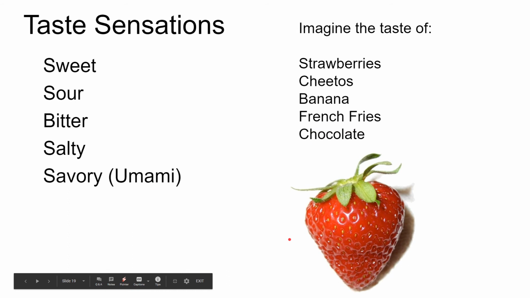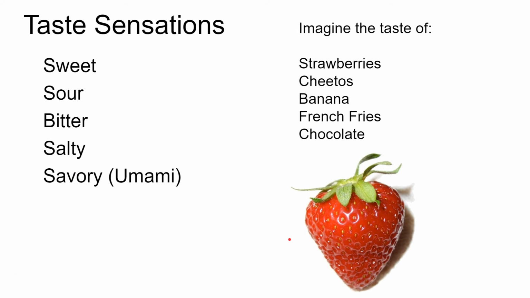So what are some different tastes? Sweet, we obviously know what sweet is, sour, bitter, salty, and then savory or umami. So think of some of these tastes and where they would fall. So where would strawberries fall in your head? Depending on the strawberry, it's probably either going to be sweet or sour. Cheetos, probably salty. French fries, probably salty or savory. Chocolate, depending on the type of chocolate, it could be bitter or sweet.